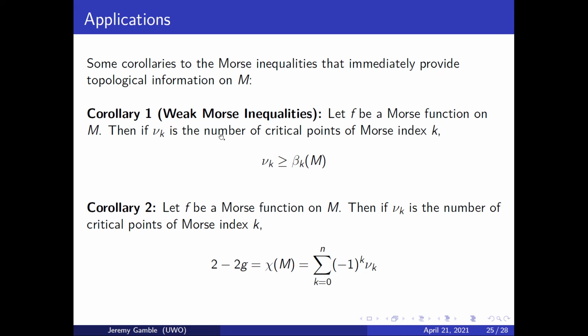And even more simply from this, the top Morse inequality, when k is equal to n, you have that the Euler characteristic is given by the alternating sum of these Morse indices, or the number of critical points with these Morse indices.